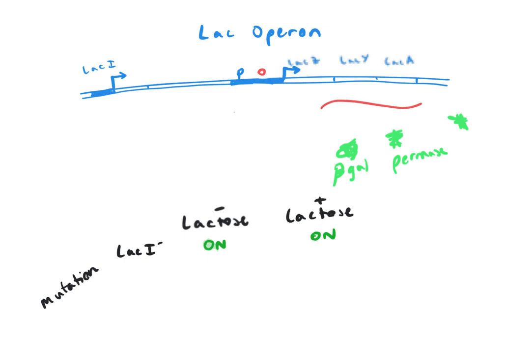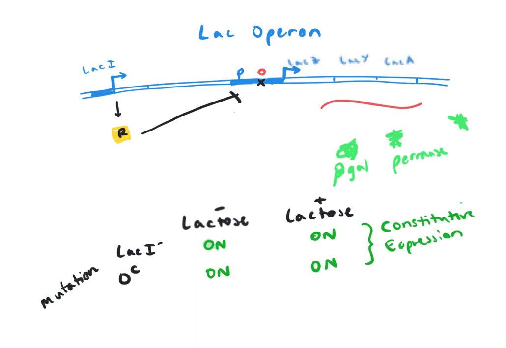The next mutation is a mutation in the operator sequence, where now when repressor is made, so we'll say that the repressor is normal now, it's not the LAC-I. Now this repressor is no longer able to bind to the operator because the operator sequence has changed. And so since you're not allowing the repressor to bind, the operon's going to be on regardless if lactose is present or not. We call these states constitutive expression. It just means that it's expressed all the time, regardless if you have lactose present or not.